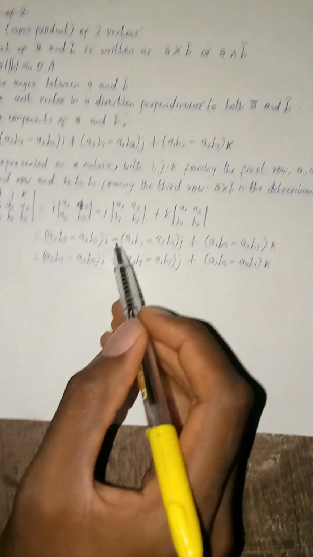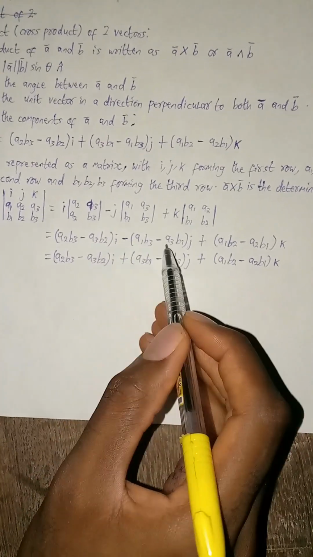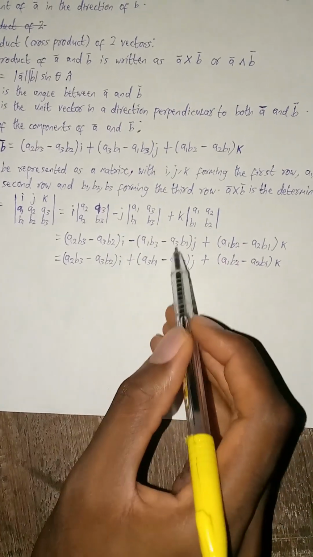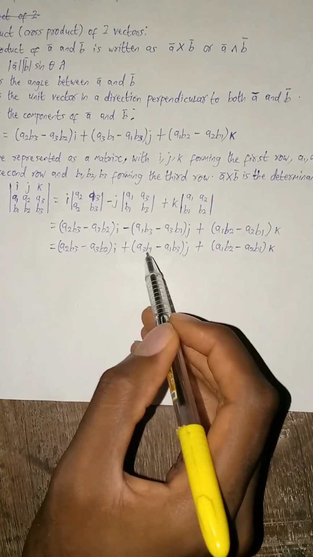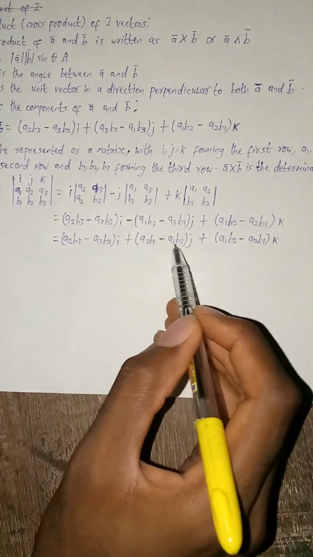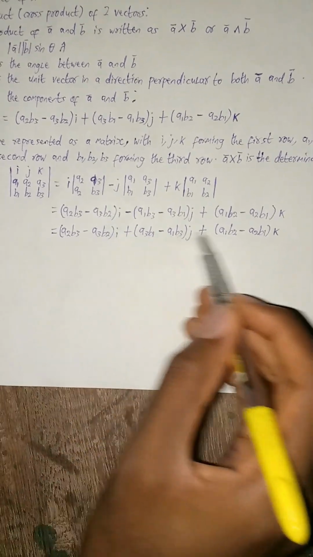Now this minus, if we put it into the brackets, these will change signs. So minus A3B1 becomes plus A3B1, and this becomes minus A1B3. And this is a formula for the cross product, just like we had here.